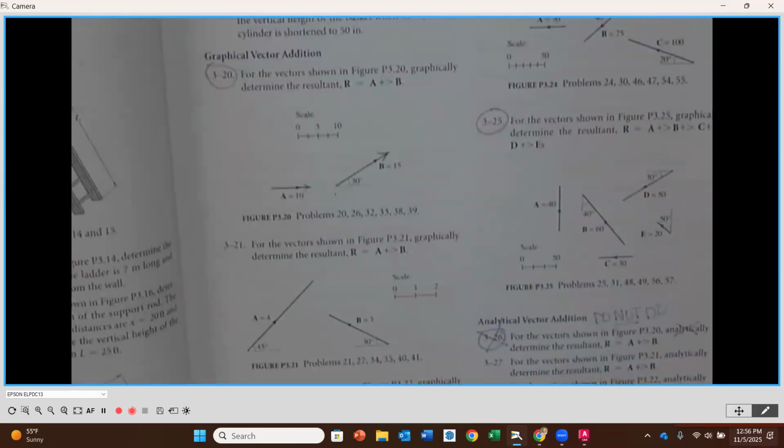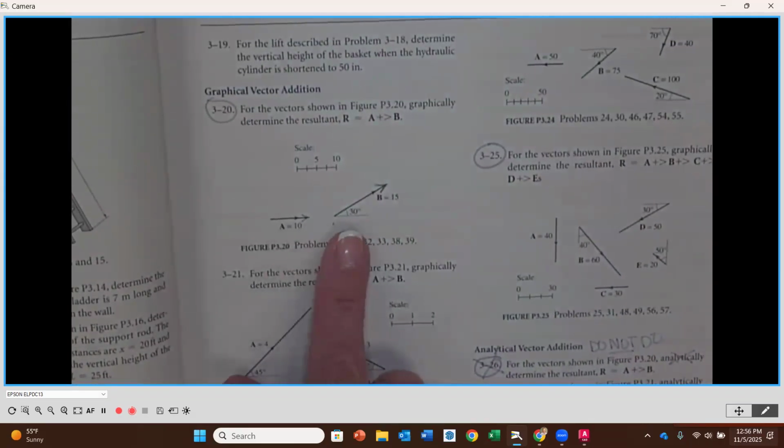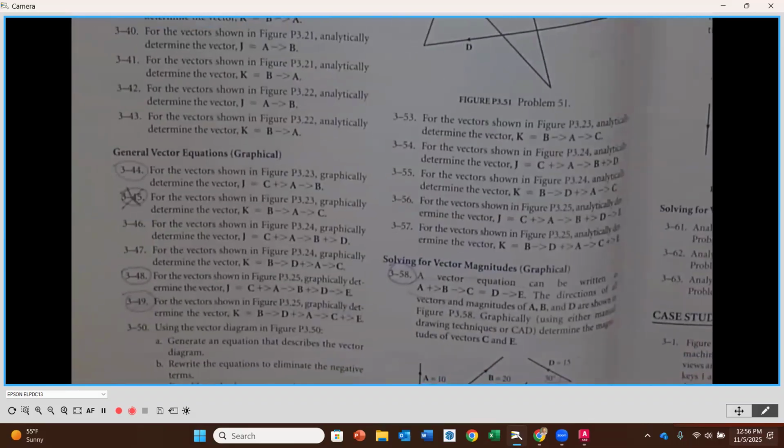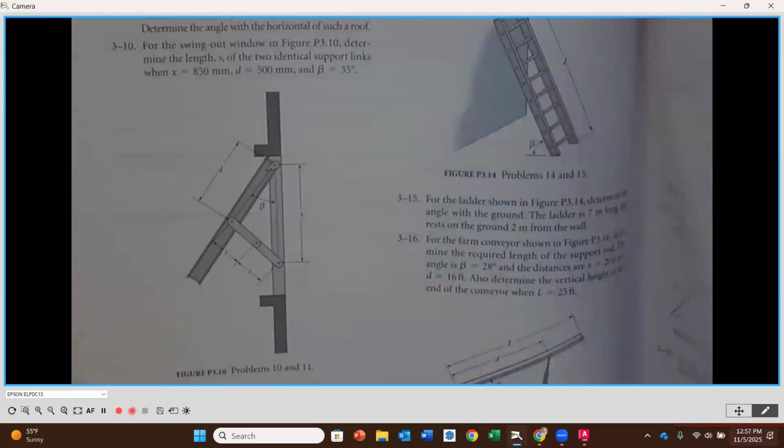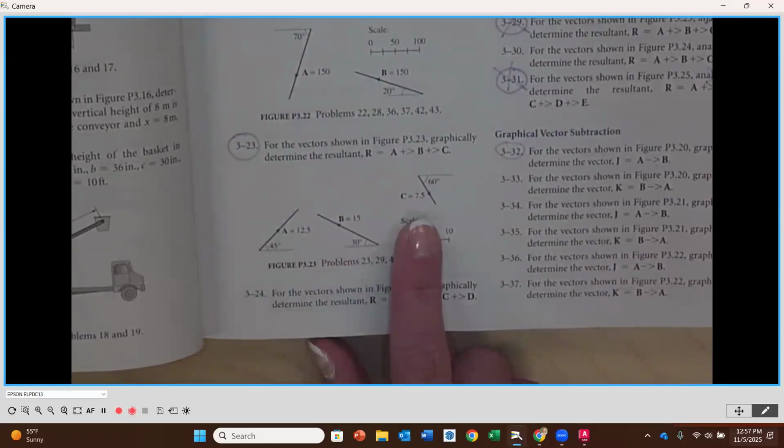Next, you're going to go down to 332. This is going to be a vector subtraction. This is going to be J. You're going to solve for it when you take A minus B using the diagram from problem 320, okay? Turning the page, 344, this is another vector subtraction. J is equal to C plus A minus B using the diagram from 323. So it's these 3 vectors again that you're using, but doing a subtraction in there.